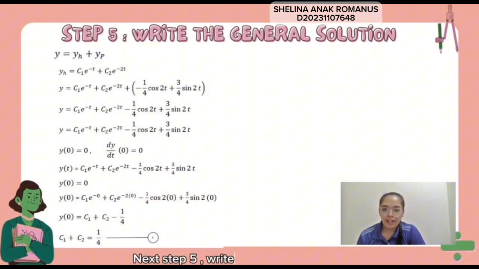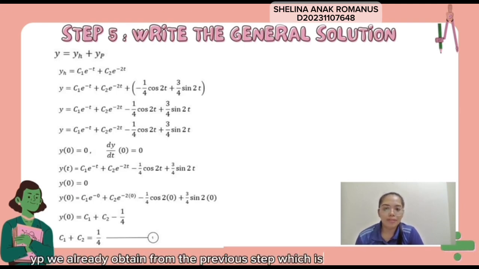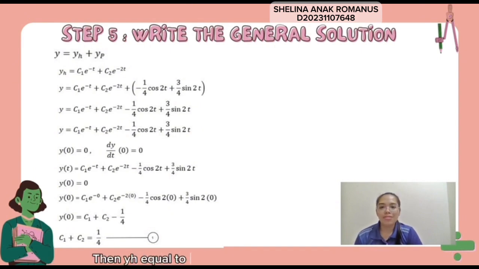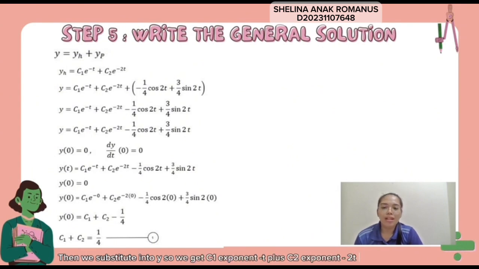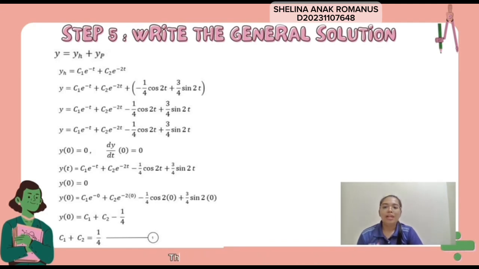Next, step 5. Write the general solution. Y equals YH plus YP. YP we already obtained from the previous step, which is -1/4 cos 2t plus 3/4 sin 2t. Then YH equals C1 e^(-t) plus C2 e^(-2t). Then we substitute it into Y. So we get C1 e^(-t) plus C2 e^(-2t) minus 1/4 cos 2t plus 3/4 sin 2t. The initial conditions are y(0) equals 0 and dy/dt(0) equals 0. Then we substitute t equals 0 into the equation.